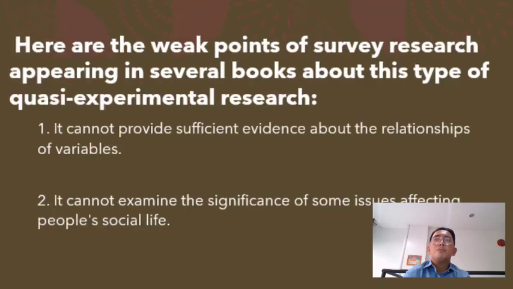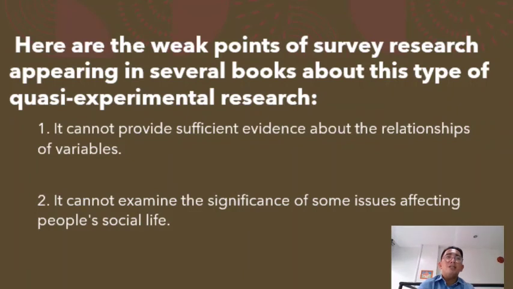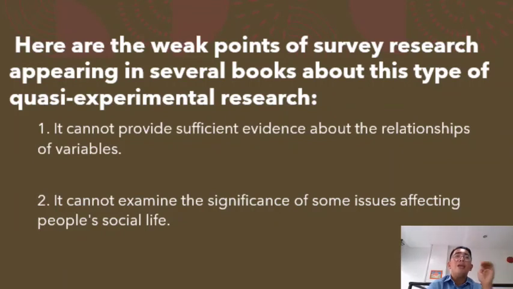Right, next. Here are the weak points of survey research appearing in several books about this type of quasi-experimental research. It cannot provide sufficient evidence about the relationships of variables. It cannot examine the significance of some issues affecting people's social life. So this is just a type of survey, but it does not have any interpretation. So that's why you let the qualitative aspect of your research come into the picture in order for your data from the survey research to be interpreted.